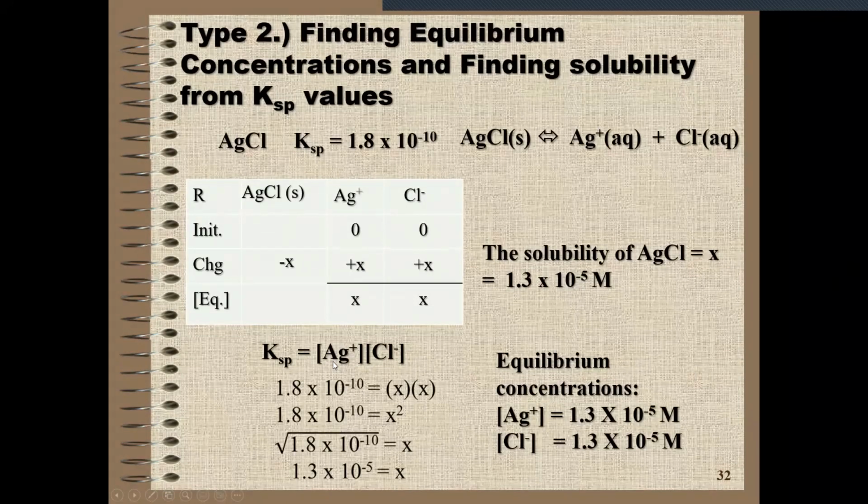And then when we go to our KSP expression, we write this out, and we're not concerned about solids because they're not part of it, so we ignore this. Solids don't come into play in this KSP expression. So then we just put an X there and an X there, and we get X times X, and this is given as 1.8, and then we have X squared, and then we solve for X. Once we find X, that tells you how much of this dissolves, but it also tells you the concentration of each of the ions at equilibrium, which are all the same. So that's a type 2 problem.